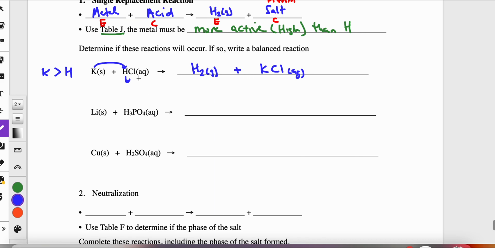It's not naturally balanced because we only have one H on the left and two on the right, so let's balance it. So if we put a 2 in front of the HCl, we now have the correct number of H's, but that makes 2 Cl's on the left, so we put a 2 in front of the KCl. Now we have the same number of chlorines, but it makes us have 2 potassium, so we'll come back here and put a 2 there.